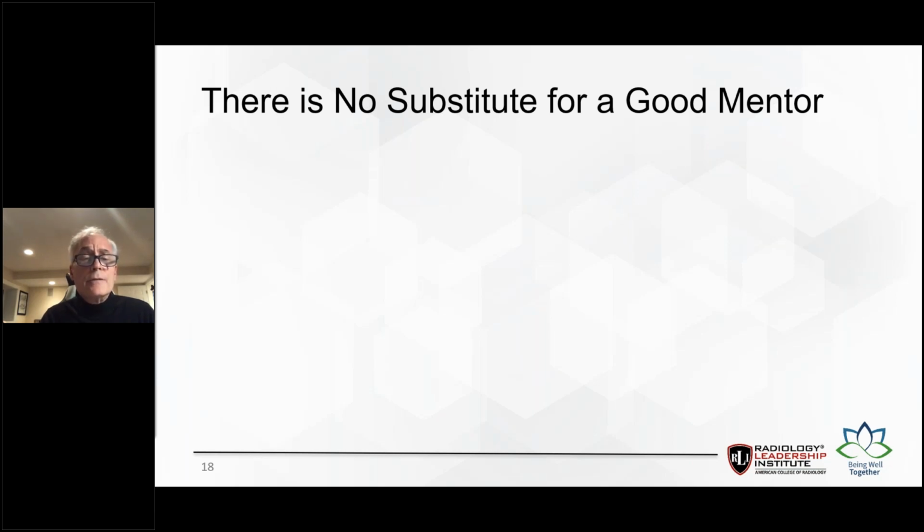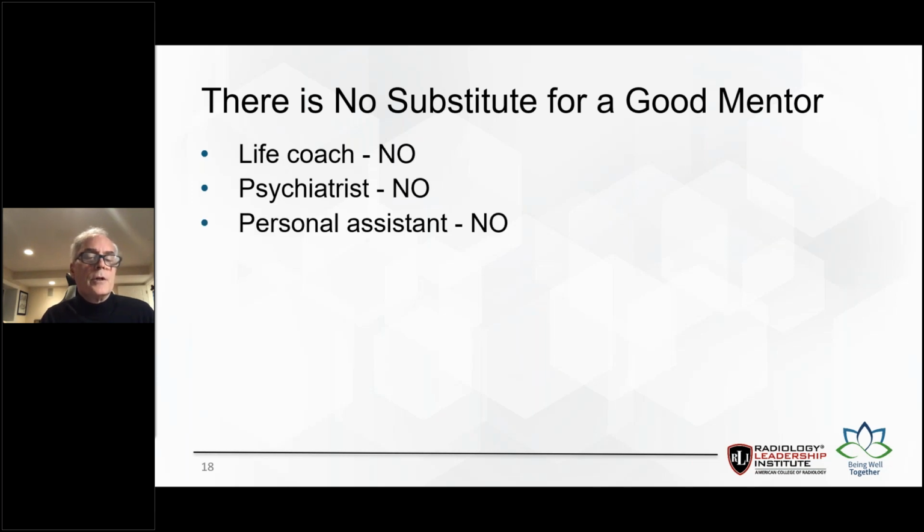I have mentors in my own life who I'm incredibly grateful for. And real mentors are hard to find. And when you find a good one, try to hold on to them for as long as you can, because there's no substitute. There may be good things about having life coaches or a psychiatrist or a personal assistant or a counselor, but it's not the same as having a mentor.